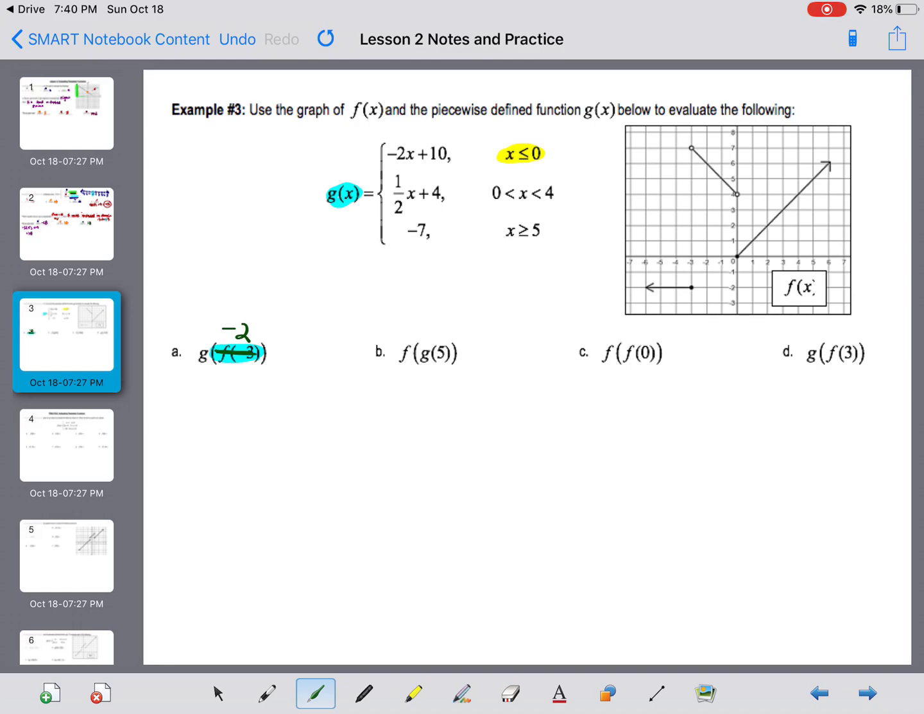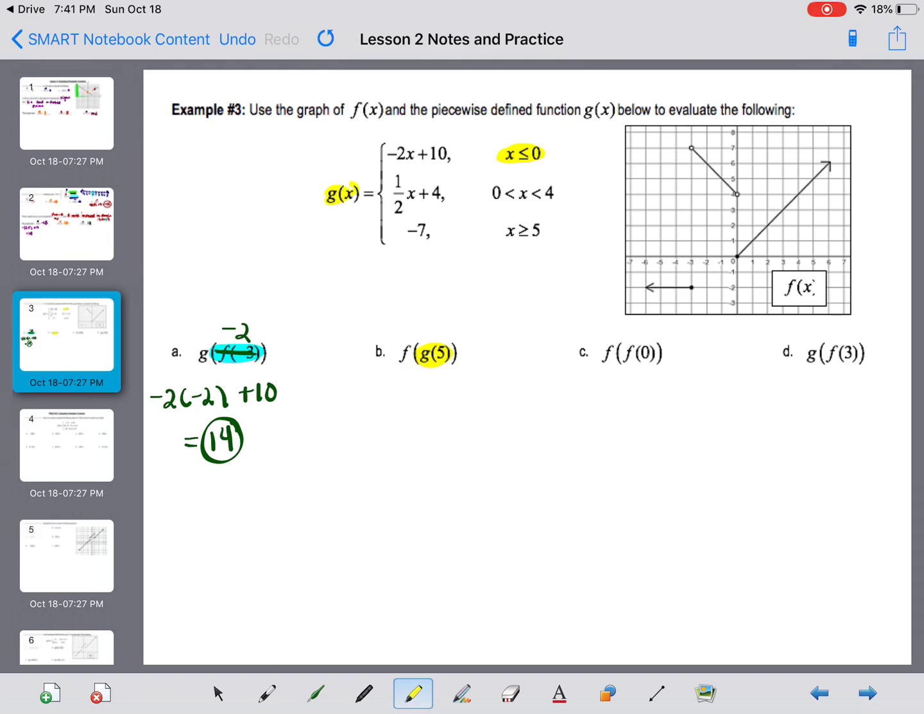So I'm going to take -2, plug it in for x, and -2 times 2, -2 plus 10 is 14. So our answer is 14. For B, we're going to find g of 5 first. That's what's on the inside. We're finding f of g of 5, but we're going to focus on the inside first.